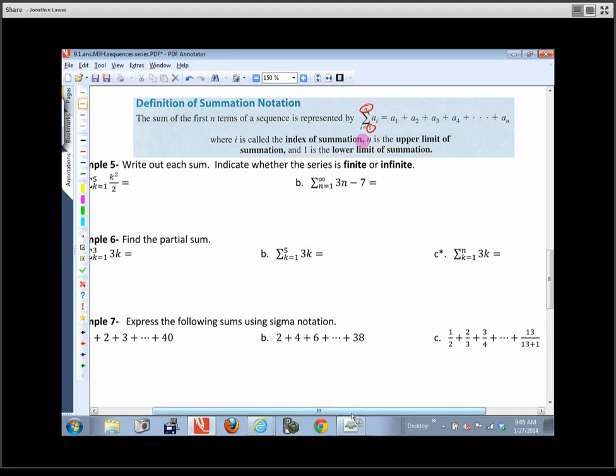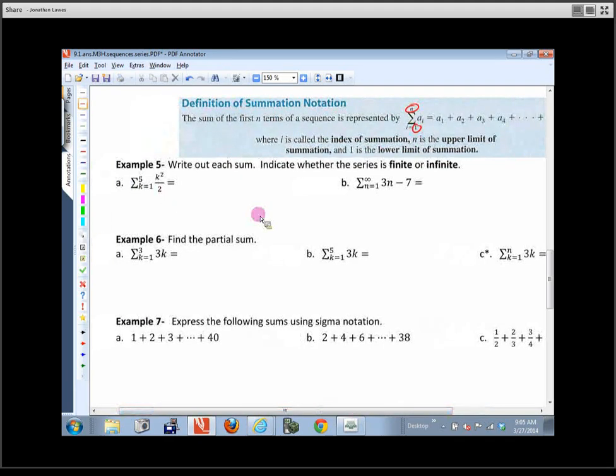Okay? So for this next example, it says, write out each sum and determine whether it's infinite or finite. So let's just write out what this sum would be. If I plug in a 1, that's going to be the first term. So that's going to be 1 squared over 2, so I get 1/2. Then I write a plus. Plug in a 2. That's going to be 4 over 2. And I'm going to write it that way. So I'm just going to write 4 over 2.